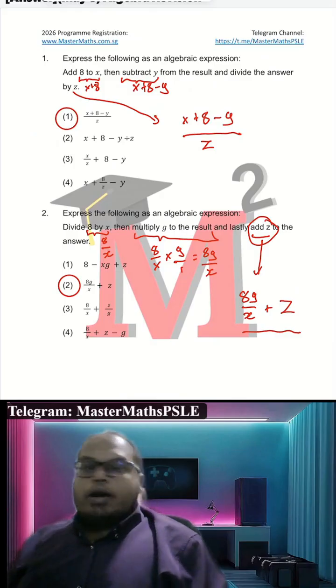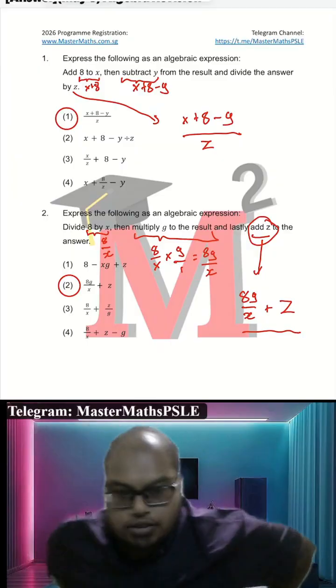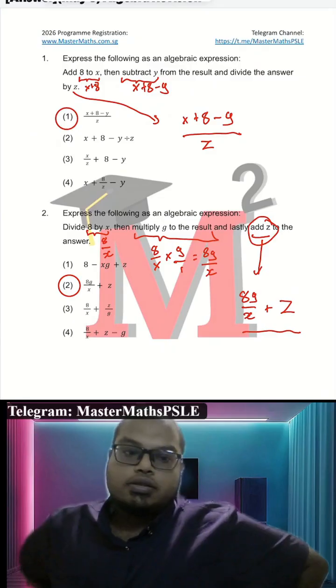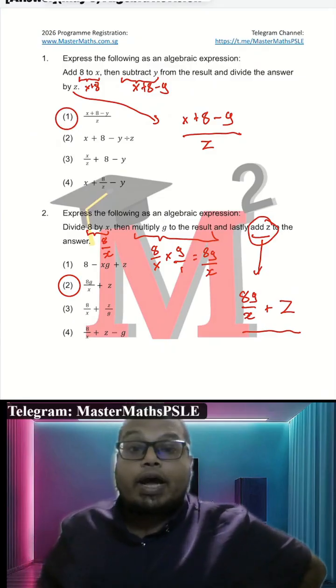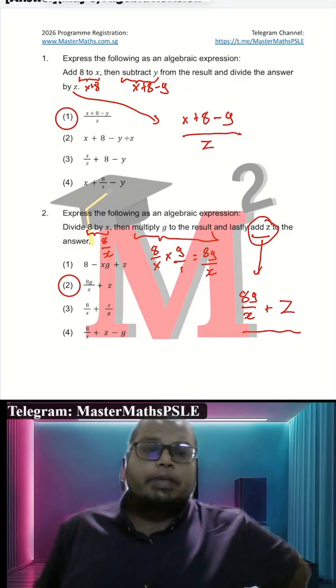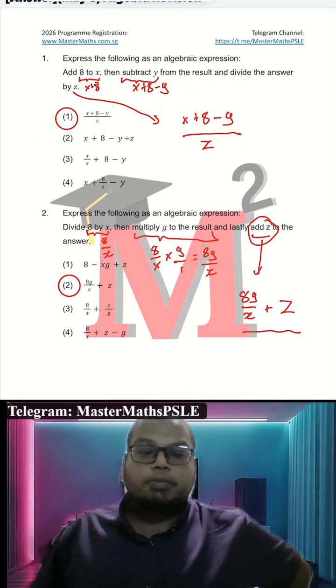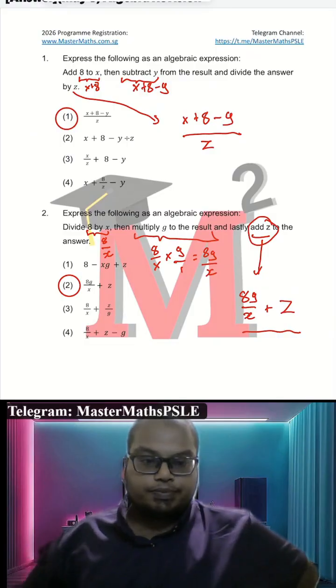Before we end it today, anyone got any other questions to ask regarding algebra, like you don't understand why I did this or that? Especially for those who are new to algebra, especially today is like your first time seeing algebra. Any questions?